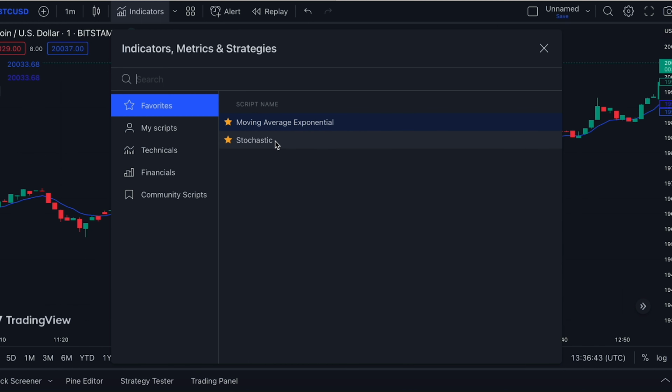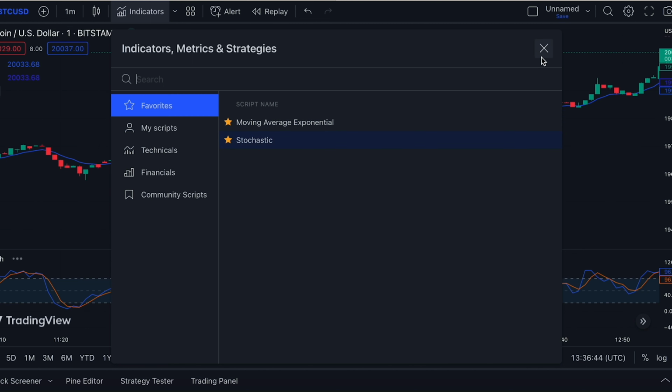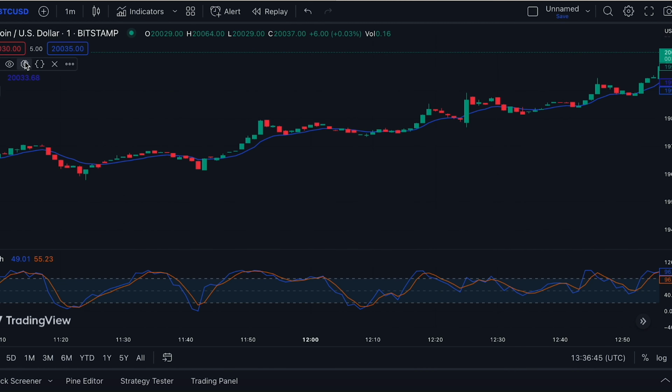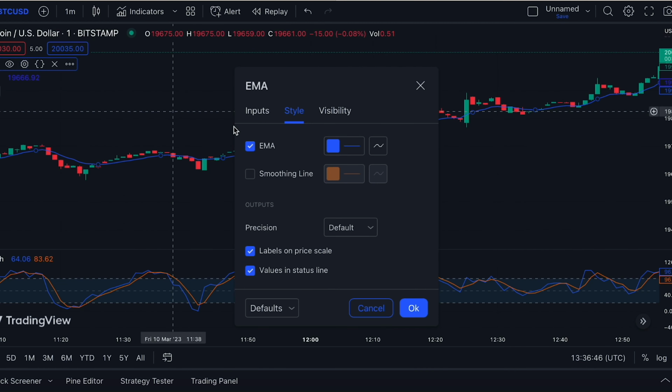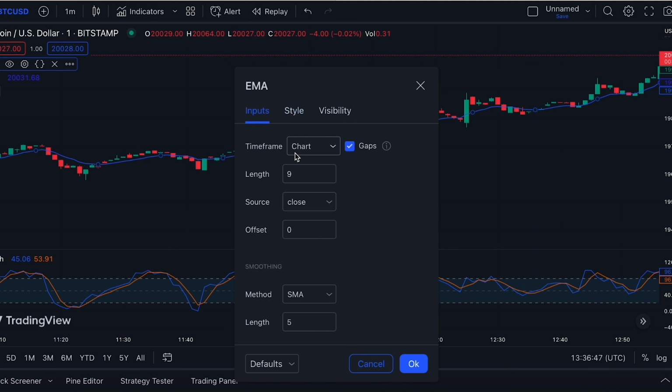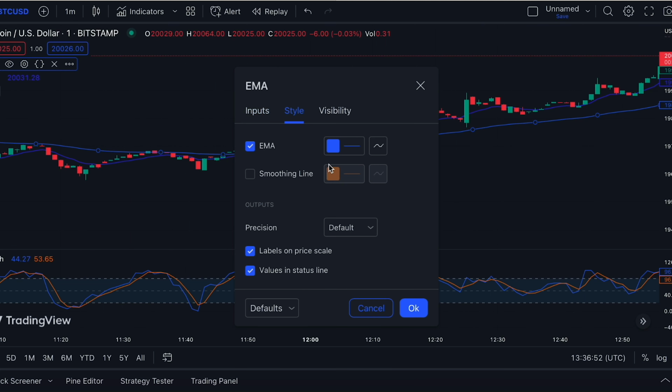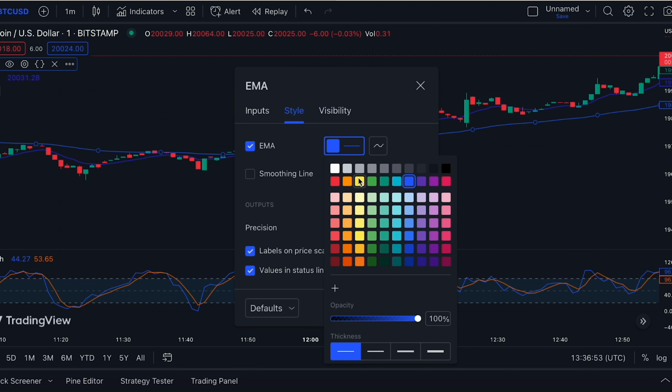Considering that we'll be using 2 EMAs, double-click it if necessary. Let's add the second indicator to the chart now that you've added the 2 EMAs. To find the stochastic indicator, choose the TradingView indicator and add it to the screen. We have now added the last indicator to the chart. Let's alter the indicator settings.